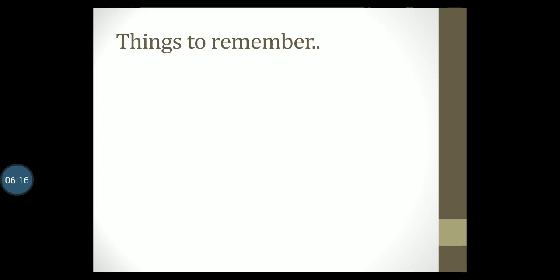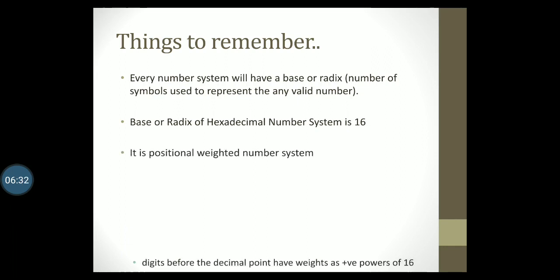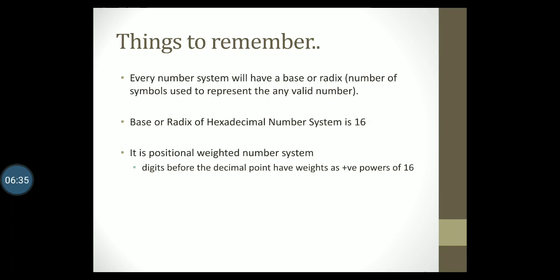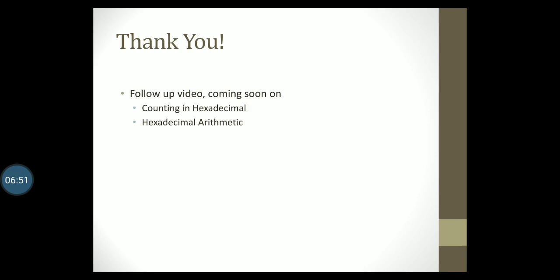And that's it for now. A few things to remember: every number system will have a base or radix, the number of symbols used to represent any valid number. The base or radix of the hexadecimal number system is 16. It's a positional weighted system. Digits before the decimal point have weights as positive powers of 16, and digits after the decimal point have weights as negative powers of 16. There are two types of complements in the hexadecimal number system: the 15's complement and the 16's complement. There will be a follow-up video on counting in hexadecimal and hexadecimal arithmetic.